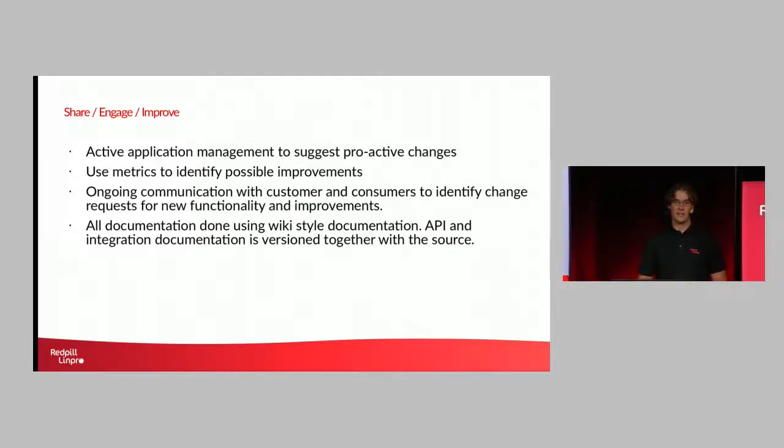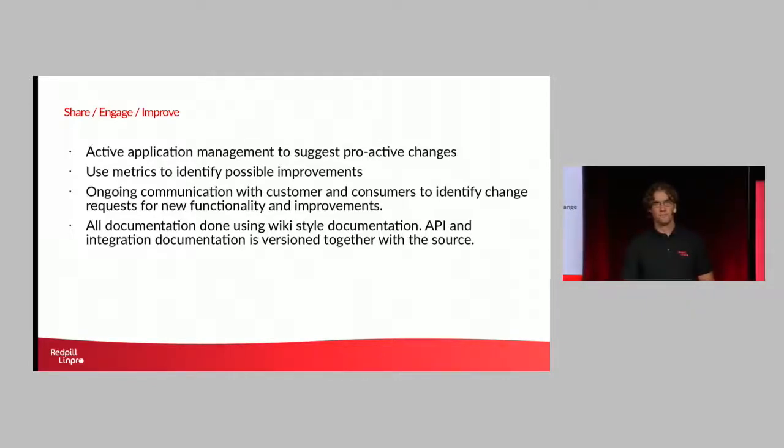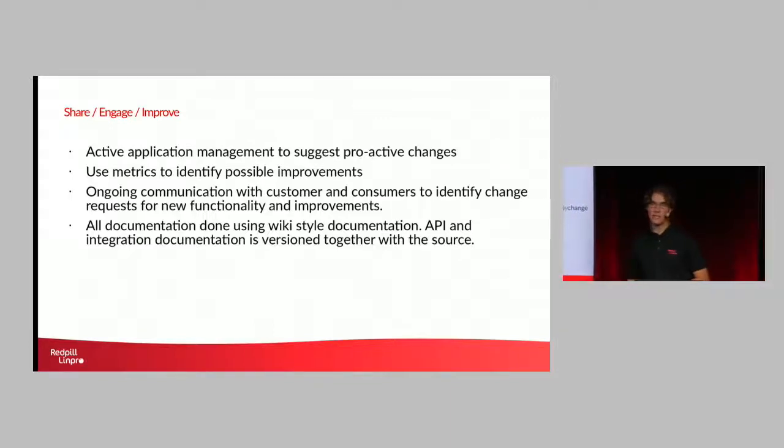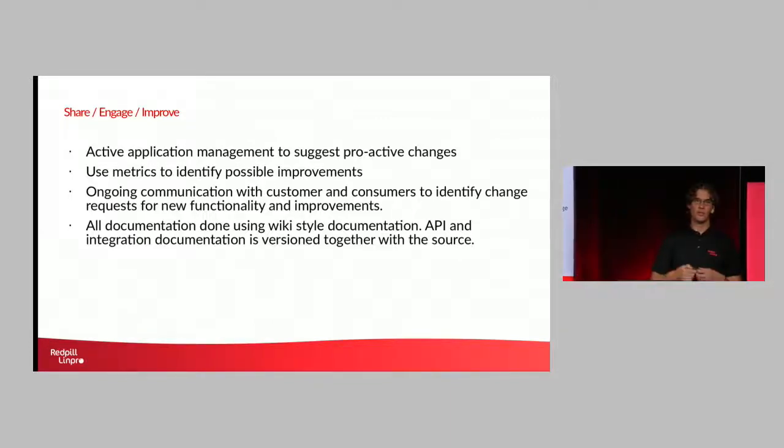And then the last phase, share, engage, and improve. So this phase is about that we are using what we call an active application management, where we proactively suggest changes to you as a customer. We do this by using metrics. We're using this by doing logs to observe how the API and integration works for you.